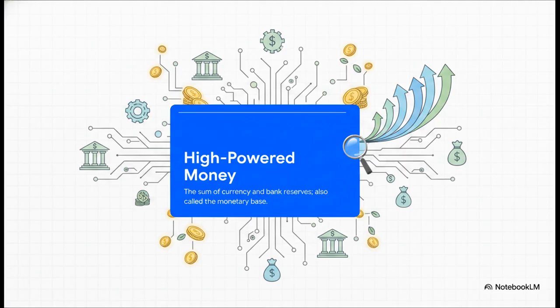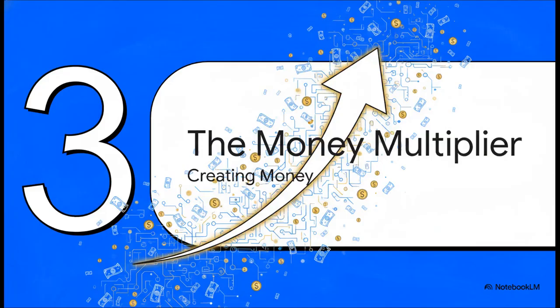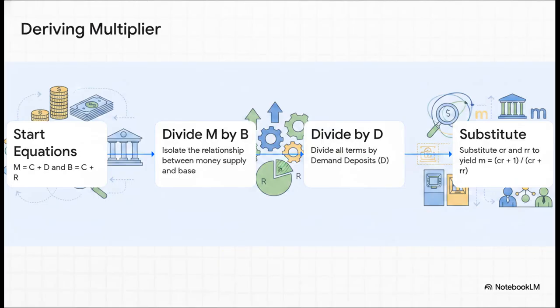Why? Well, because every single dollar in this base acts like a highly potent seed. When you plant that seed in the fractional reserve banking system, it blossoms into a significantly larger money supply for the broader economy. Okay, part three, the money multiplier effect. So how exactly does that high-powered seed actually grow? We can actually map out this growth using a little bit of algebra here, but honestly, it all boils down to two human behavioral choices.